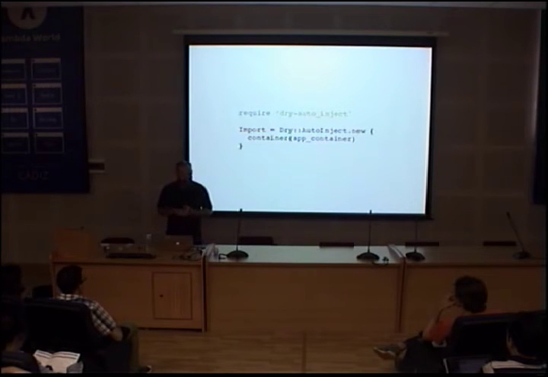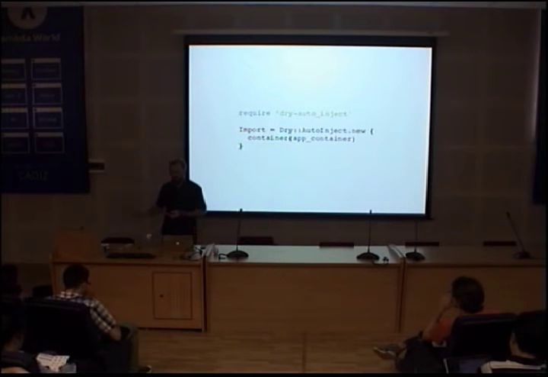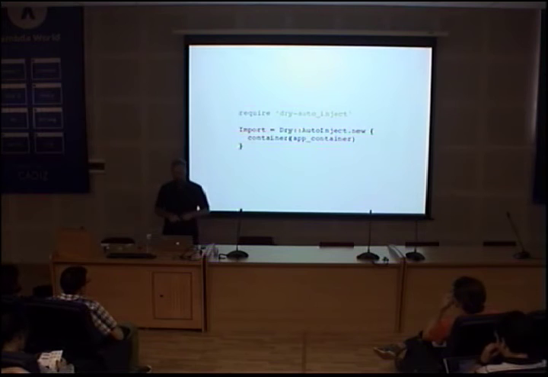So this small library, dry auto inject, allows you to define a module that will be specifically configured for your container so that you can easily import your objects into other objects whenever you want. Which means that in your entire application, you don't need to bother at all with object instantiation. You just ask, hey, container, give me this. Or, hey, import module, give me this here. And it's going to just work.